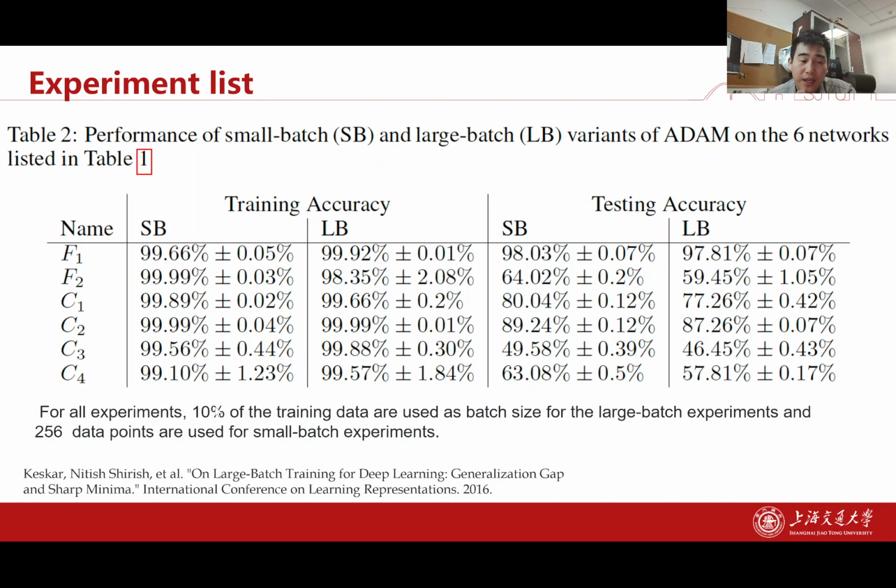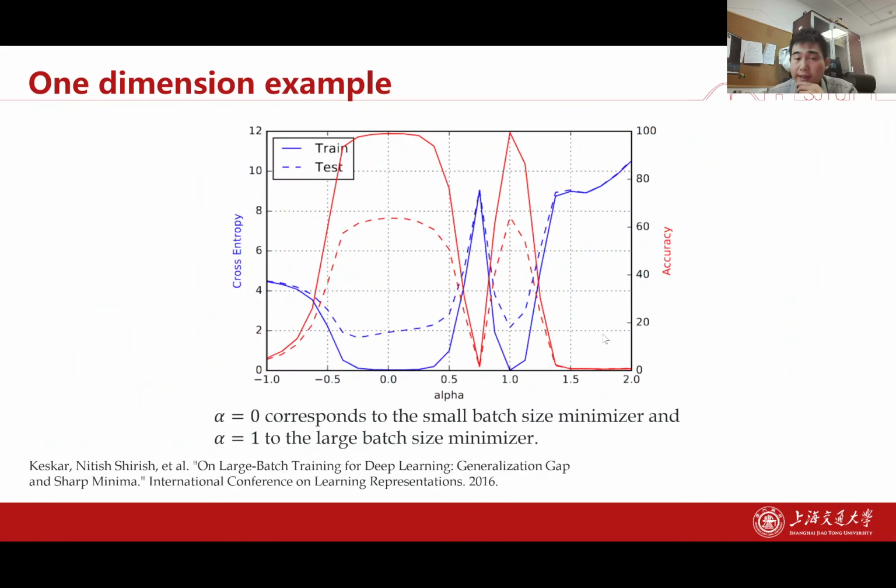10% may be equivalent to 5,000 or 6,000, so it's 20 times this small batch. The difference is also very significant, with like a 2 or 3% increase, or maybe this one is 6%. So it's very significant. So they study the loss landscape of the different minima.